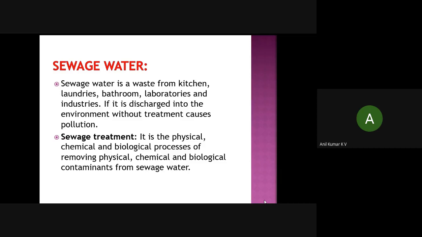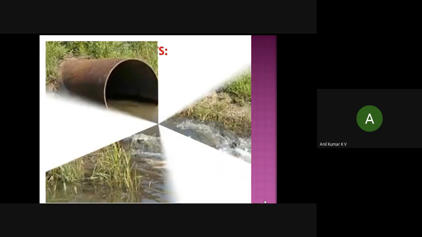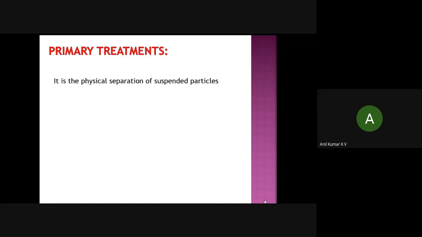Coming to the sewage treatment, we have three methods of sewage treatment, such as physical, chemical and biological processes, that remove contaminants or impurities from sewage water. Primary treatment is the physical separation of suspended particles, for example wood, plastics, etc., from the sewage water.